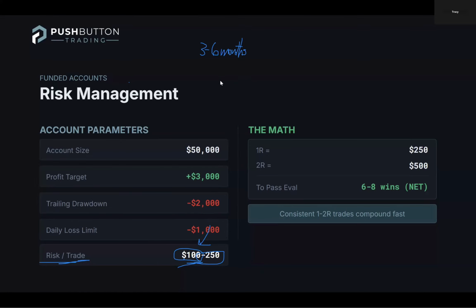So the next thing is the math. Basically, how does this work? Well, if you're risking $250 to make $500, and your goal is $3,000, you only need about six R's, right? 6 wins rather. So 500 times 6 is 3,000. You only need about 6 wins. Obviously, it depends on how much you're making and how much you're risking each time. It varies, but ultimately that's how that works.